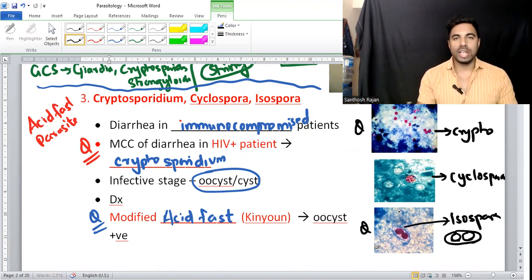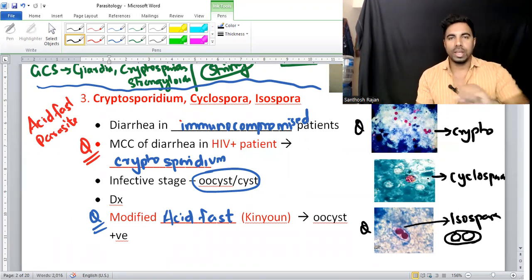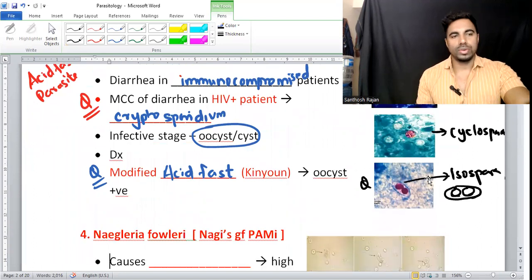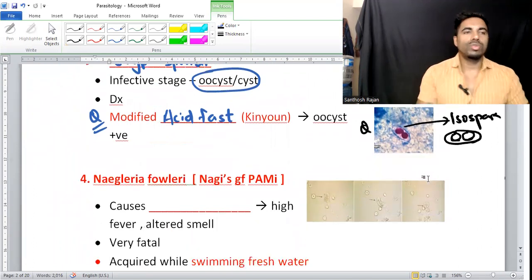And acid-fast, because if it is acid-fast, you can see pink color. So if you see a pink colored structure like this, that is Cryptosporidium, Cyclospora, Isospora. Right. Okay, that's it. Now we're going to free living amoebas.